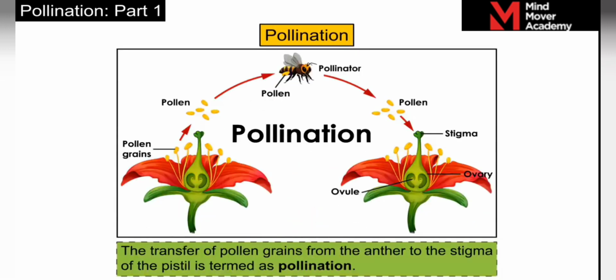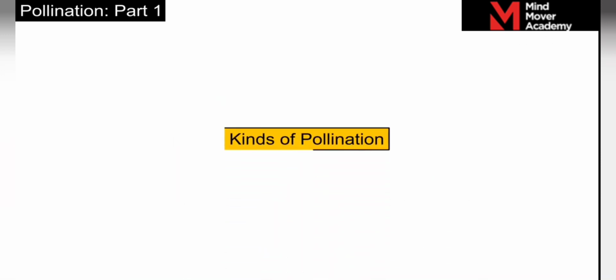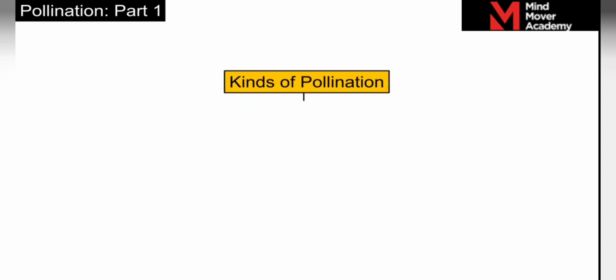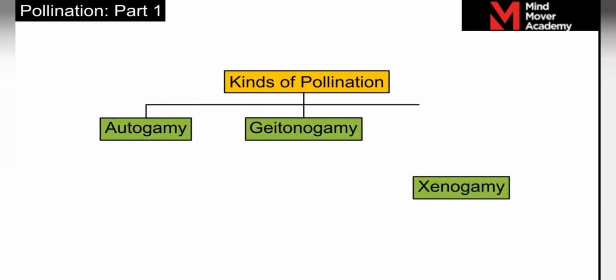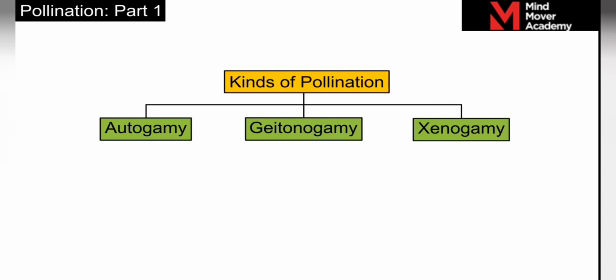Yes, the transfer of pollen grains from the anther to the stigma of the pistil is termed as pollination. Now let us look at the kinds of pollination. Depending on the source of pollen, pollination can be divided into three types: autogamy, geitonogamy, xenogamy. Now let us discuss these one by one.